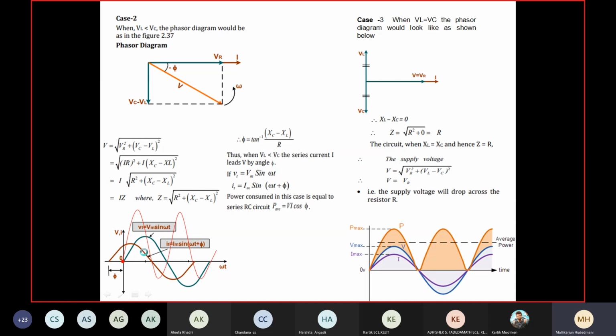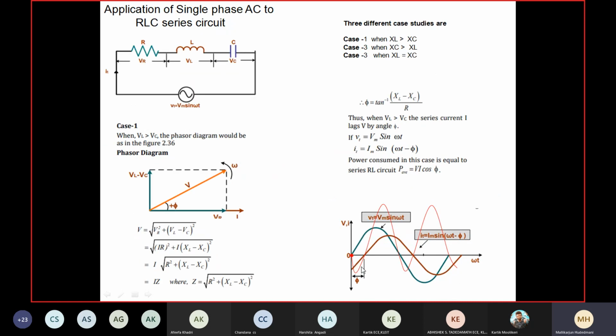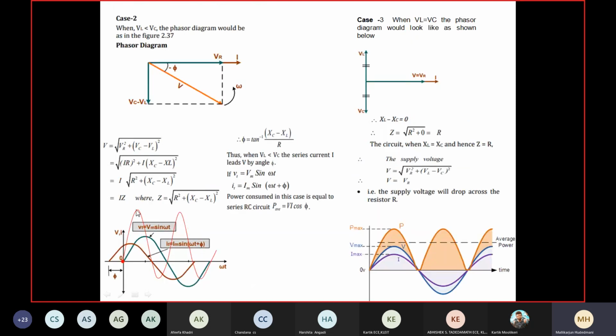Exactly the same case study when you go back here. You will see lower half small, bigger half. Lower half smaller, bigger half. So you will find a shift of plane. This is inductive: when you begin with the lower half, it is inductive. When you begin with the upper half, it is capacitive. You have to remember that by your own identification. This is case number 2.